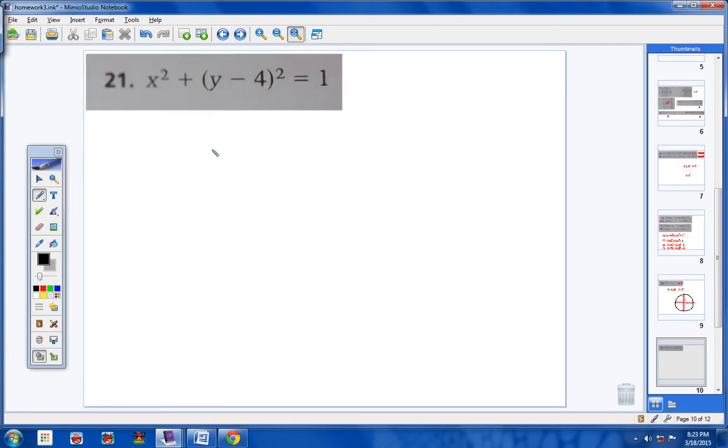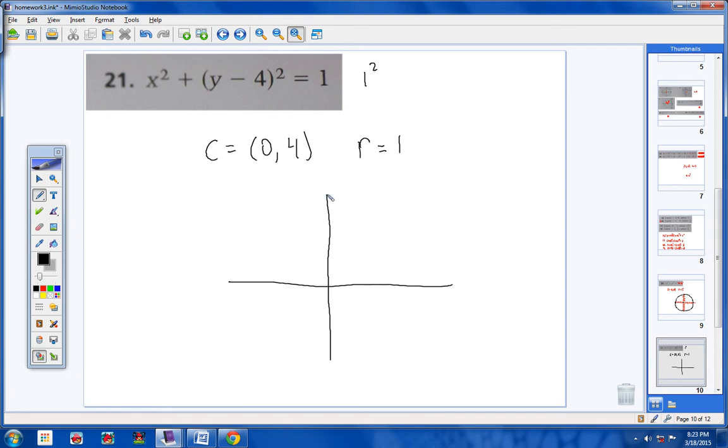Alright, number 21. The center would be what? 0, comma, positive 4. Change the sign of that 4. The radius, well, 1 is the same thing as 1 squared. So your radius is 1. So here we go. This will be a pretty small circle.